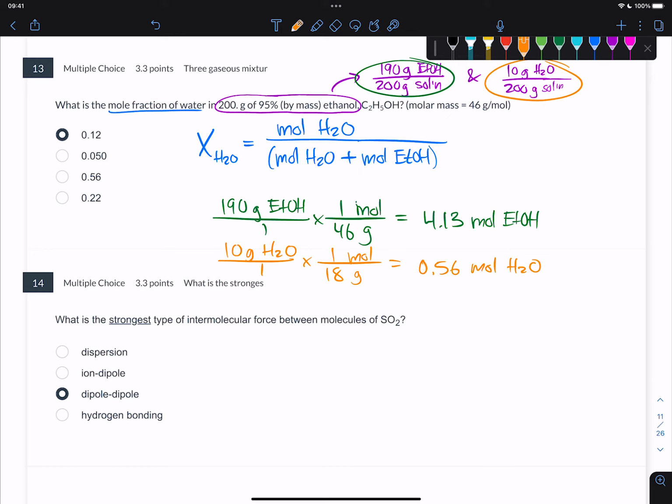So I just found the moles of ethanol and the moles of water, and then I can just plug those into my equation. So for the moles of water, I clearly am going to put this here. So duplicate, and that's in the numerator. And I also need that in the denominator. So that's going to be duplicate, and it's going to go right there.